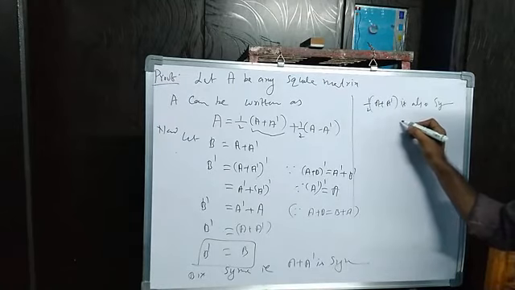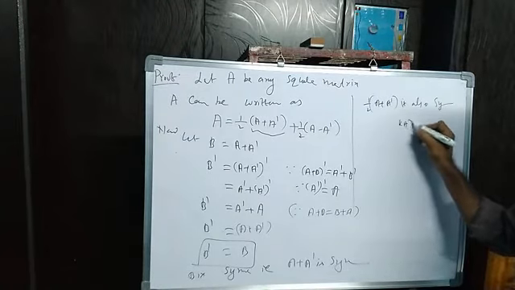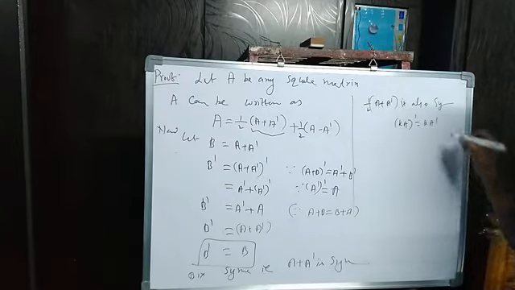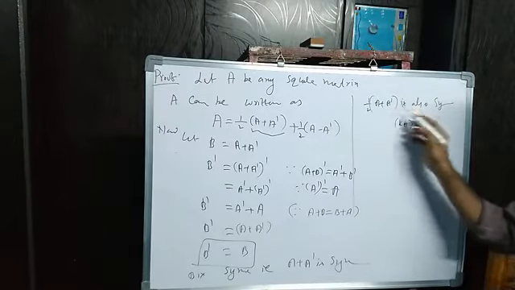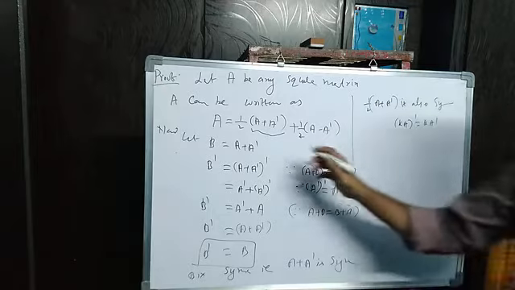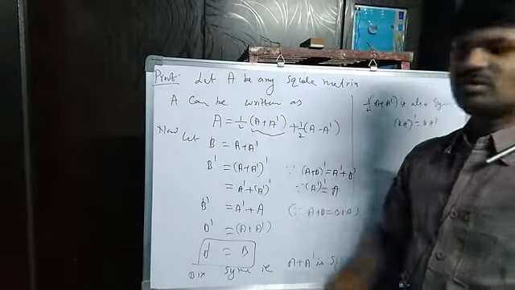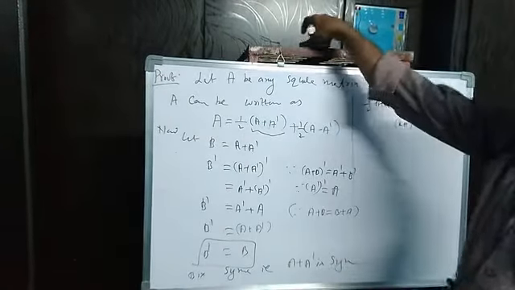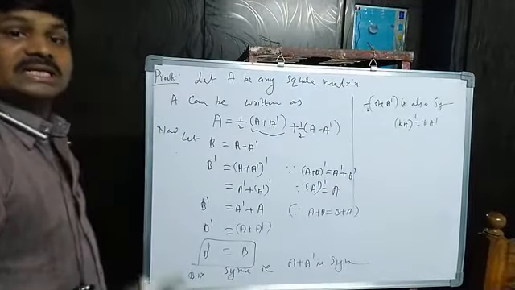Why? Because here, K into A whole dash is equal to K A dash. By this one, you can say that this one is also symmetric. So what we got here? Half into A plus A dash. What we proved here? Symmetric we proved. Next, what we have to prove? Half into A minus A dash. We have to prove it is skew symmetric.